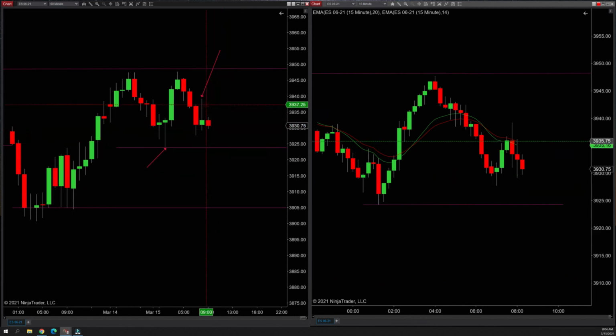Now I suspect that action will eventually push through these areas and get down somewhere around here and perhaps test that and perhaps even break through that area. And that's probably more the type of trade that I'm looking at taking this morning.